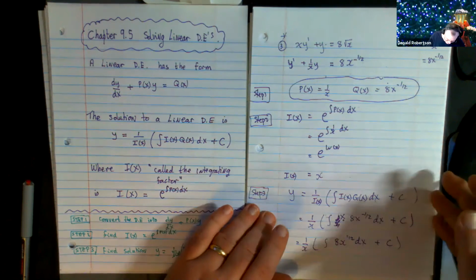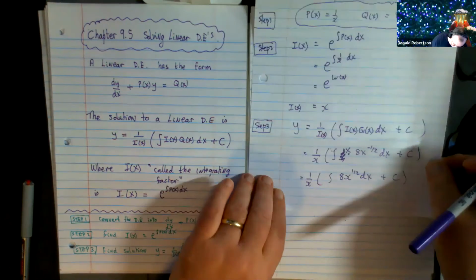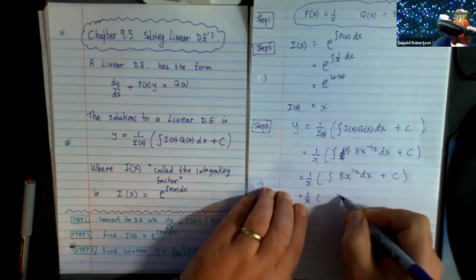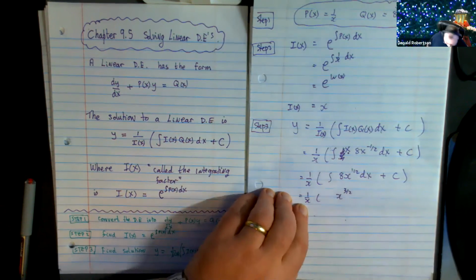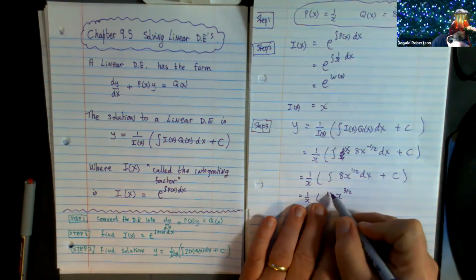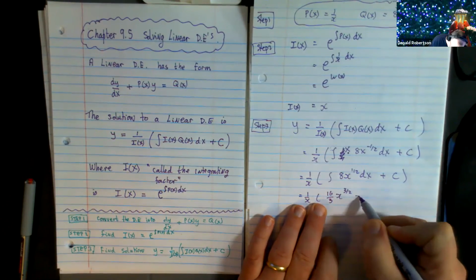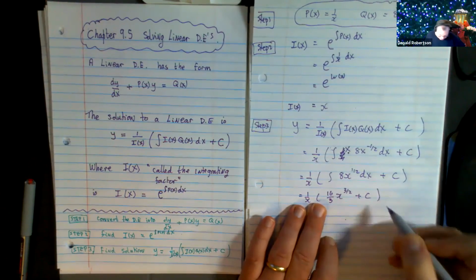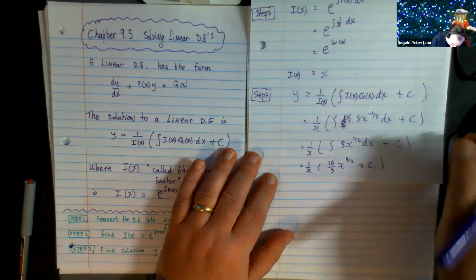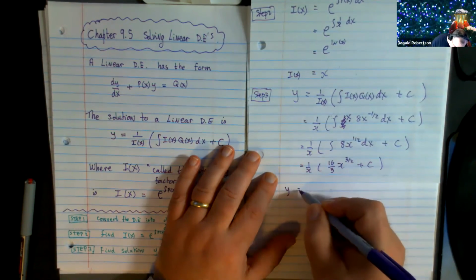Right. Now, power rule. Add 1 to the power. Divide by the new power, which is like multiplying by 2/3. So I guess I'm going to get 16/3 plus c. I'm thinking style points here.